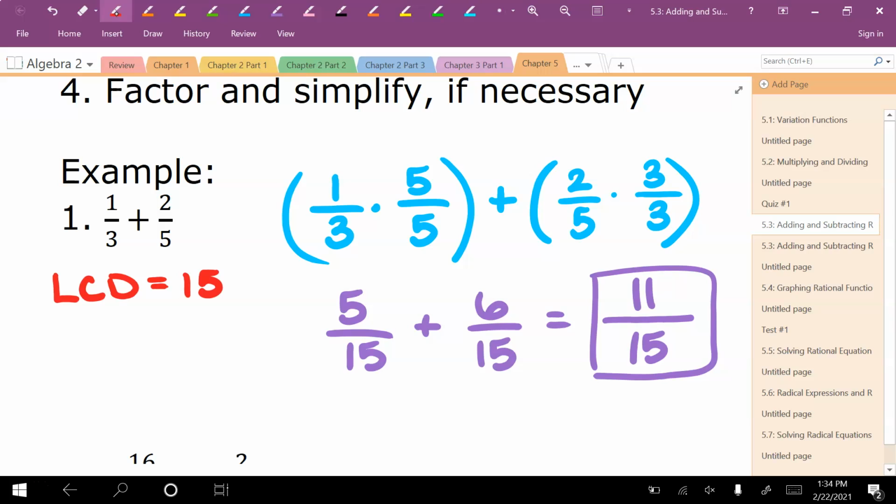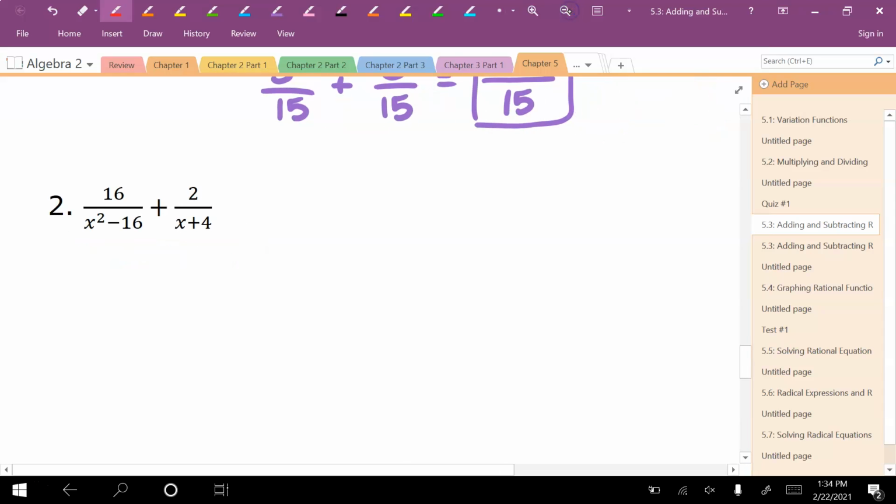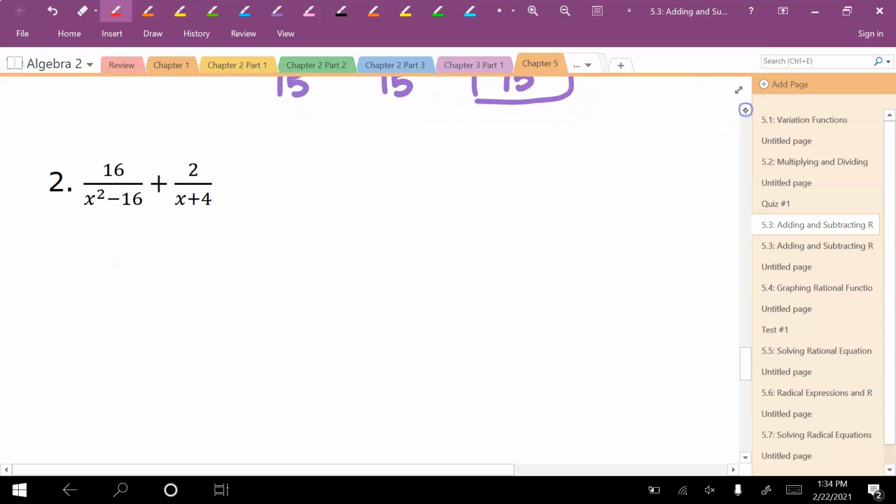Okay, so let me show you some cases now where we have letters and those kinds of expressions in our problem. It's not just regular numbers like that. So take a look at number 2 here. I have 16 over x squared minus 16, and then plus 2 over x plus 4. Remember, up above when I gave you the steps for finding LCD, the first step was to factor all denominators. So I want to factor the left one, because it says x squared minus 16. So I'm focusing on this one for right now. I'm not going to do anything to the second fraction.